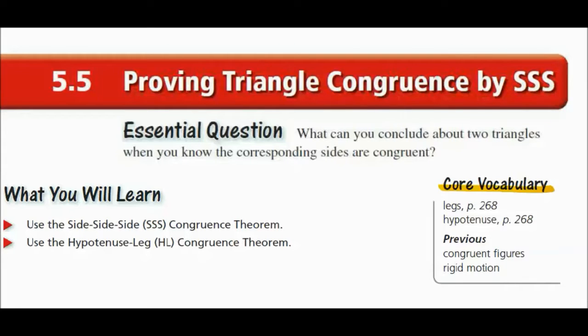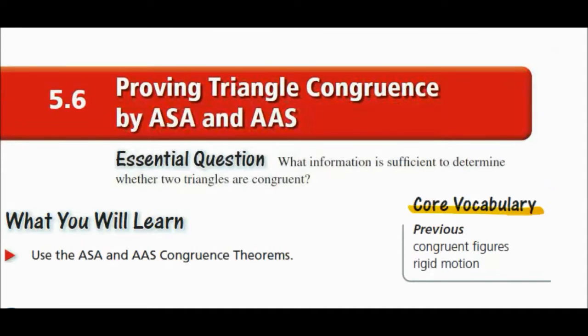Alright, this is going to be a mashup of 5-5 and 5-6. We're going to talk about triangle congruence. We're looking at side, side, side, and a hypotenuse-leg theorems first. That's what 5.5 is over. 5.6 is about two other forms of triangle congruence proofs. The other one is angle, side, angle, and then we have what's called angle, angle, side, and we'll talk about what both of those mean here in the next few minutes.